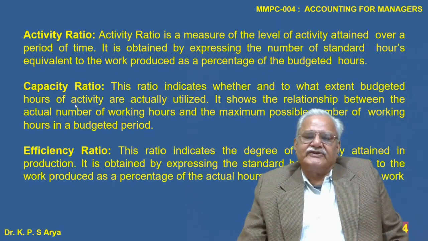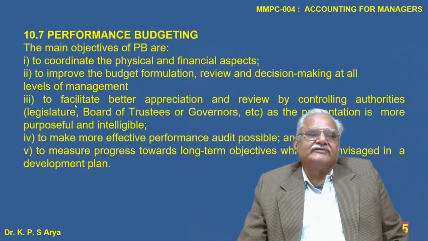It shows the relationship between the actual number of working hours and the maximum possible number of working hours in a budgeted period. Efficiency ratio: this ratio indicates the degree of efficiency attained in production. It is obtained by expressing the standard hours equivalent to the work produced as a percentage of the actual hours spent in the working of the work.